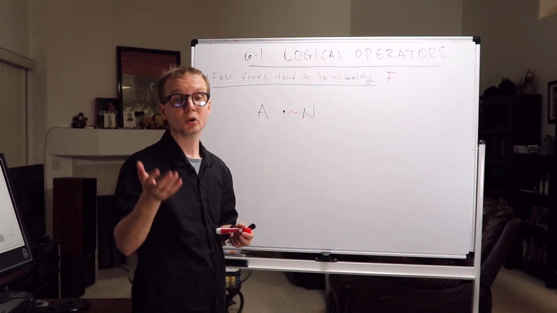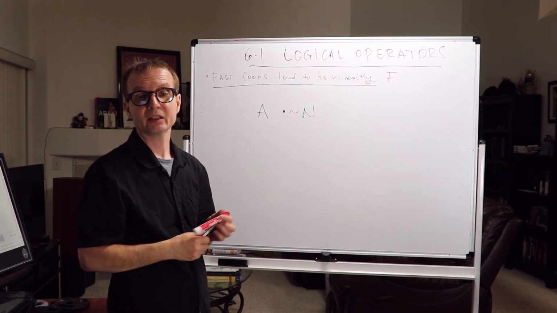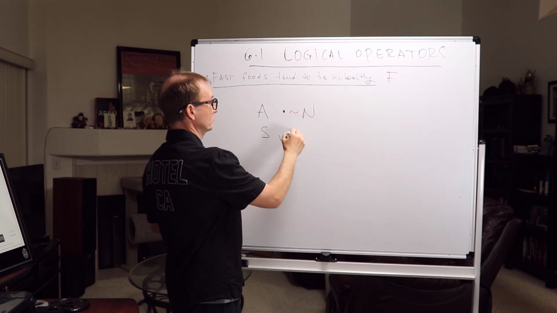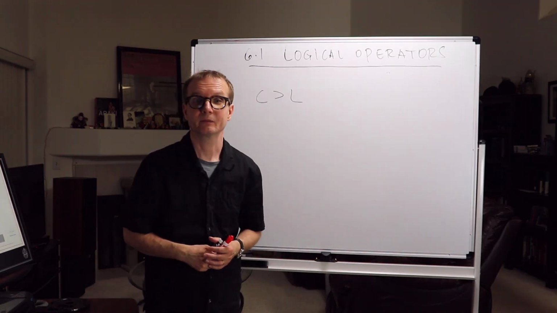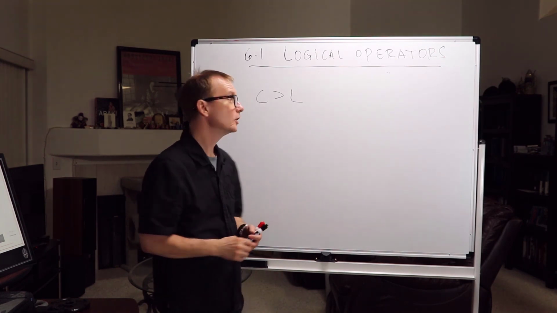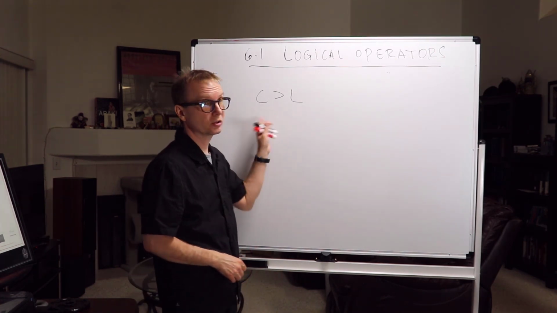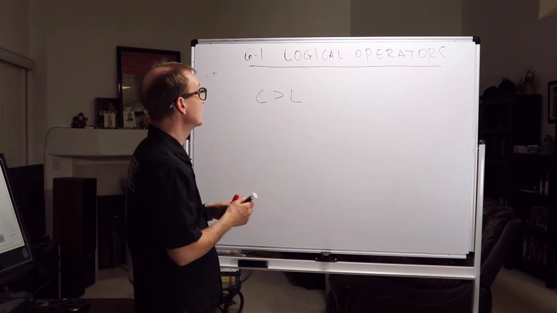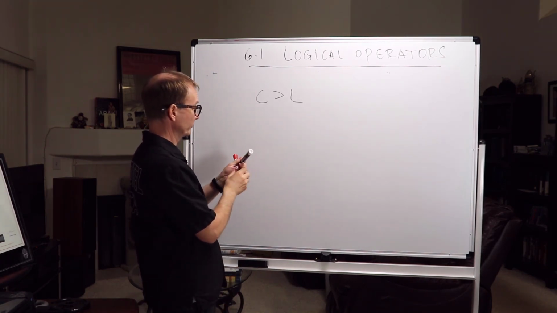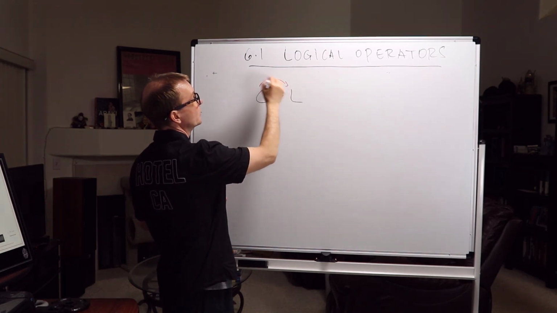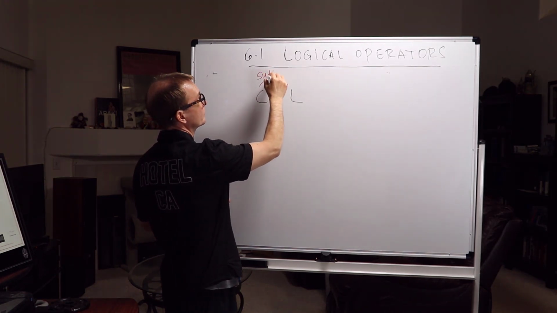Now the other two are straightforward. Either Stanford or Tulane has an architecture school. That of course would be S or T. Okay, and now our good old friend, sufficient and necessary condition. So if we have a conditional statement such as if C then L, remember this is our antecedent and it is a sufficient condition for L.